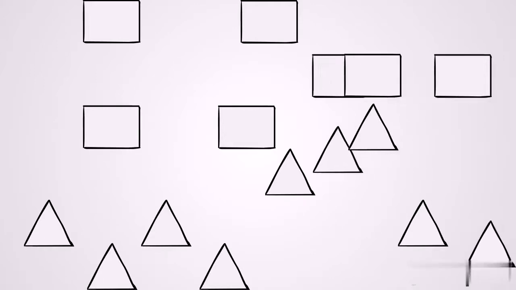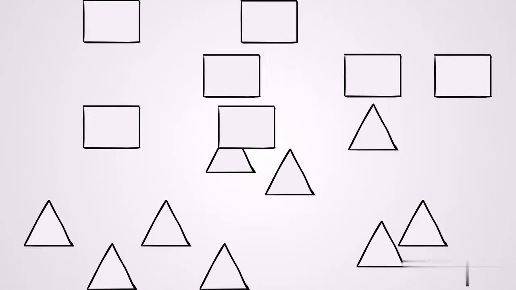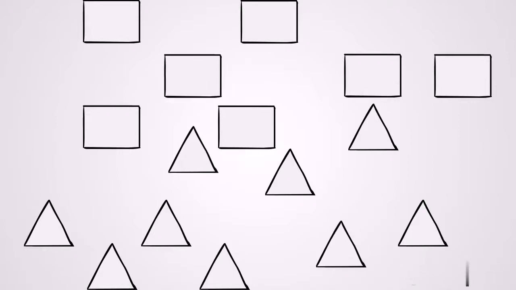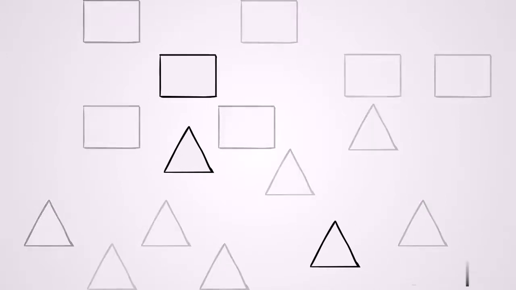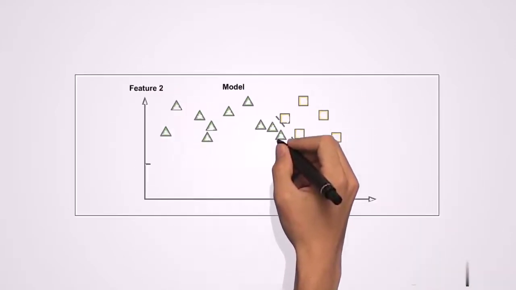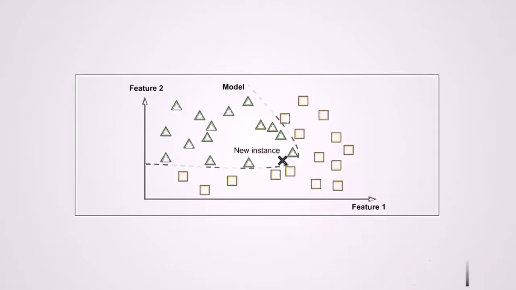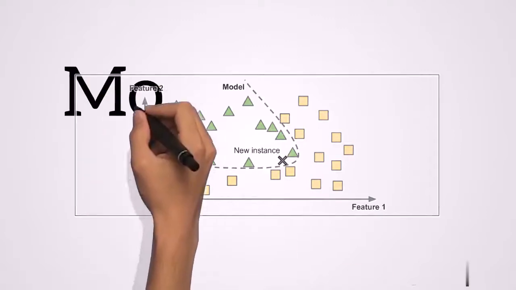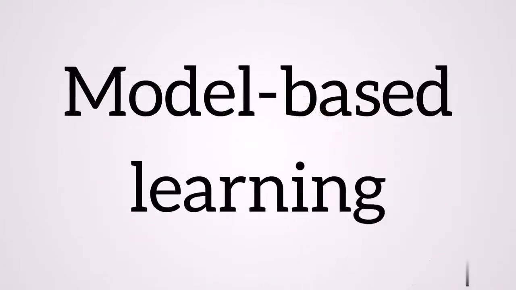The system learns the examples by heart, then generalizes to new cases by using a similarity measure to compare them to the learned examples. Another way to generalize from a set of examples is to build a model of these examples and then use that model to make predictions. This is called model-based learning.